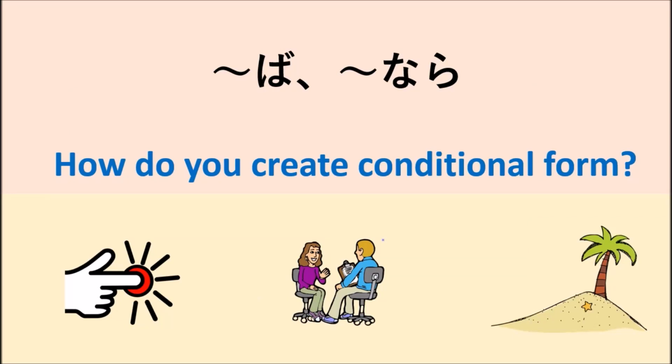Ba, nara. How do you create conditional form in Japanese language? In this lesson, we will learn how to use ba and nara to create the conditional form sentence in Japanese language. When you want to create a sentence starting with "if", you can use ba or nara form to create the conditional sentence. Here we also have some examples. Let's see together.